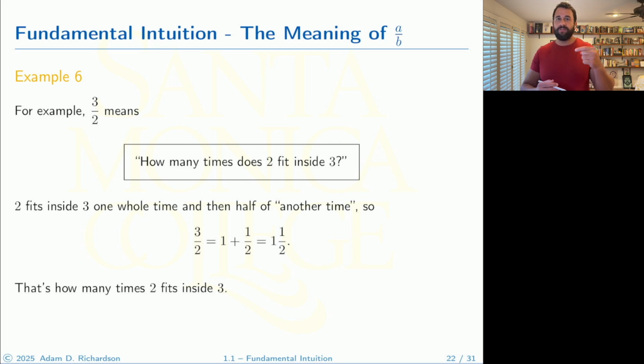And I can't fit a whole 2 into one. I can only fit half of a 2 into one, right? Because one is half of 2. So that means I can fit 2 into 3 one whole time, and then half of another time, quote unquote, right? Half of another time. So in other words, 3 over 2, 3 halves, equals 1 plus a half, or in other words, 1.5. This is why 3 over 2 is equal to 1.5. It's really just counting how many 2's fit inside a 3, or how many times 2 fits inside a 3.